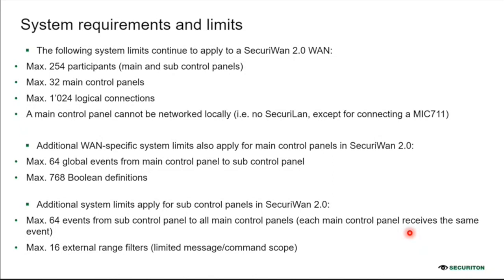As well, I can also define up to 768 global Boolean functions. So I can create a Boolean function on sub panel number 2, and I can transmit it to another sub control panel, just in case I need these functions. Also, we can use external filters, up to 16 external range filters, that limit messages and commands.